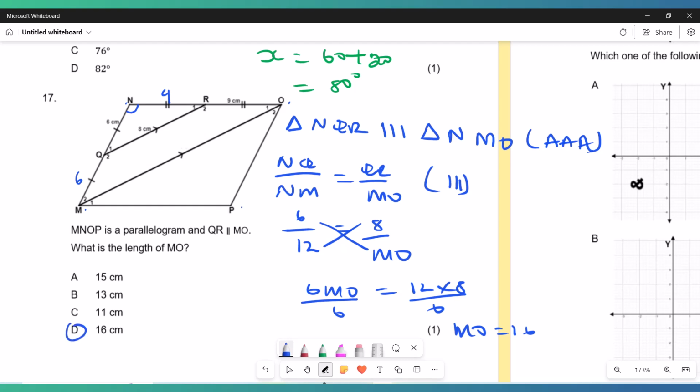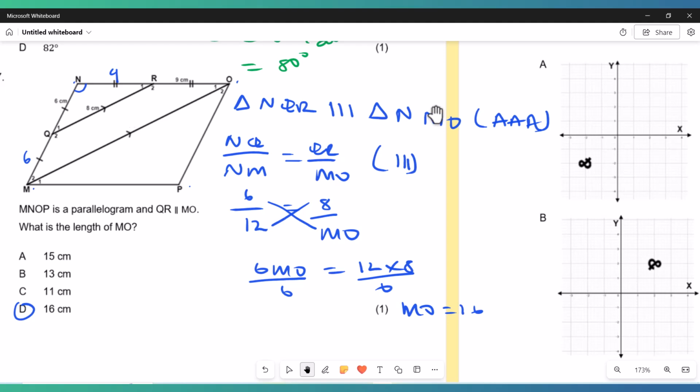I'm using similar triangles. Don't worry about that, you can look at it in detail. And next question here.